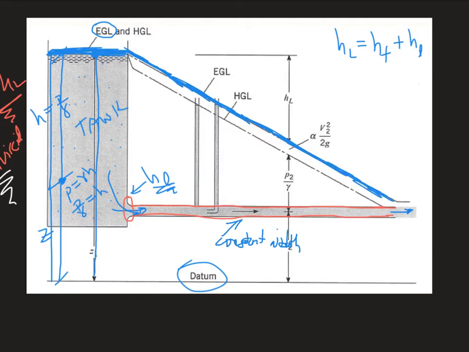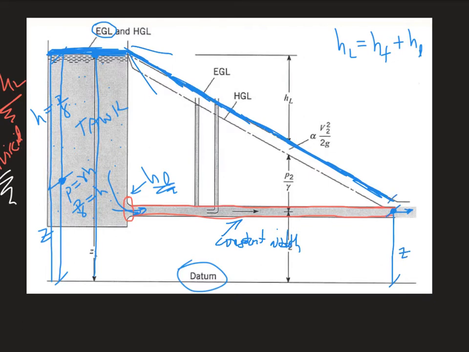Now, one question might be, well, how do I know what slope to give it? Why did I give it that slope and not this slope or that slope? One of the ways that we figure that out is we go to the end here. And if I go right here, I can figure out where my total energy is going to be at the end. And so here's my Z.